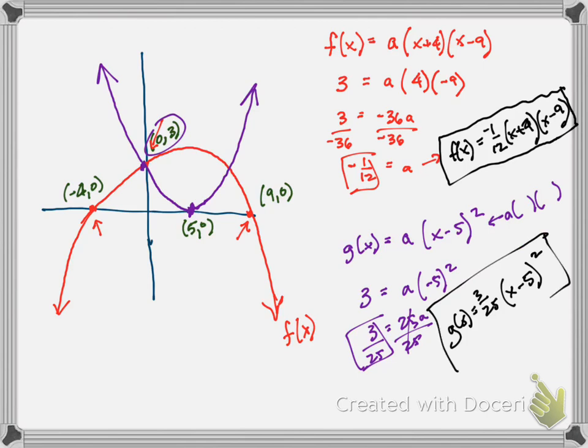We do have to square that. We say it's a second order or a second degree, that 0 there, and that's what causes the bounce off of the x-axis. It bounces as opposed to crossing like we had in f of x.